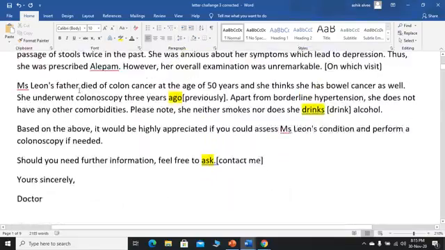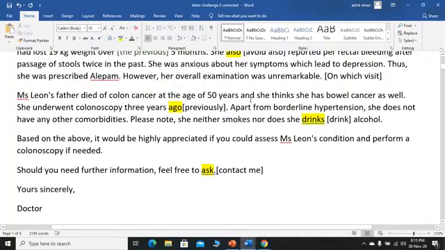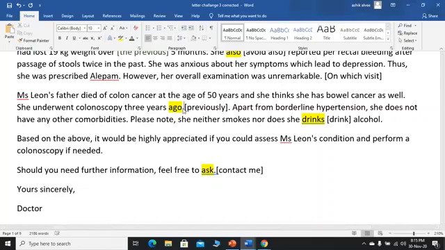Ms. Leon's father died of colon cancer at 50 years, and she thinks she has bowel cancer as well. She underwent colonoscopy 3 years ago. Again, the word ago is informal. You have to use previously. 3 years previously. This is formal. So you omit the word ago and you write 3 years previously.